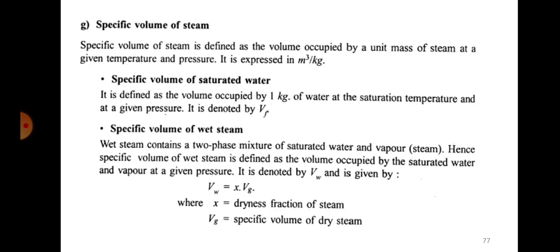Okay, there are some more terms here. Specific volume of the steam. So I'll just go through these things. Specific volume of steam is defined as the volume occupied by the unit mass of steam at a given temperature and pressure. What is specific volume? It is the volume occupied by unit mass of the steam at a given temperature and pressure. It is expressed as meter cube per kg. Specific volume means in 1 kg how much volume it will occupy. So it is expressed as meter cube, the amount of volume, per kg.